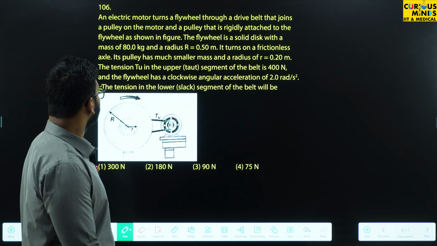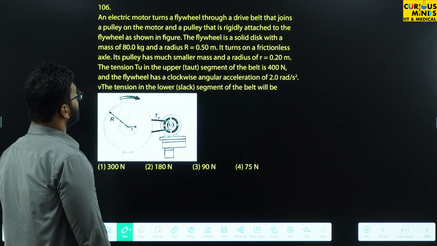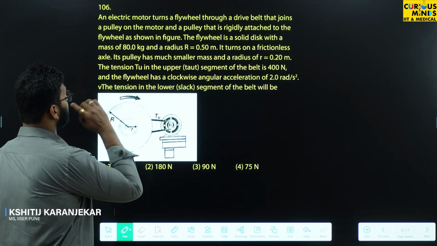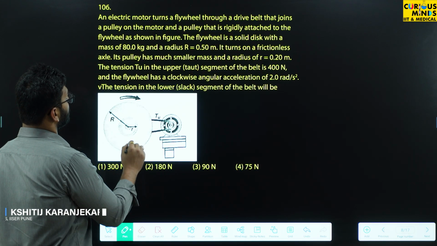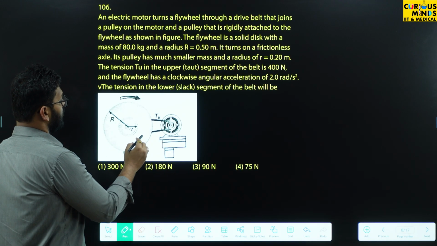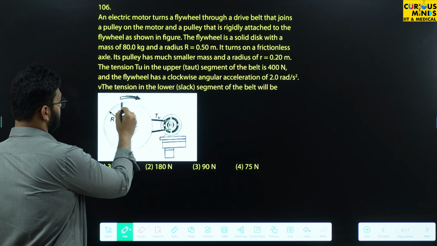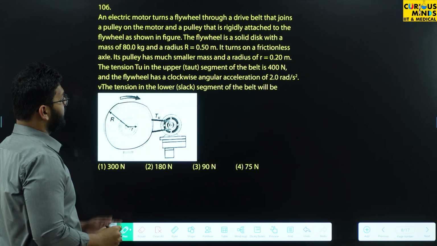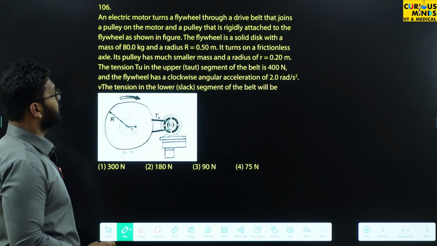Okay, let's do this question. The electric motor turns a flywheel through a drive belt that joins a pulley on the motor and a pulley that is rigidly attached to the flywheel, as shown in the figure. So this is our flywheel. This has a radius capital R, that is 0.5 meter.